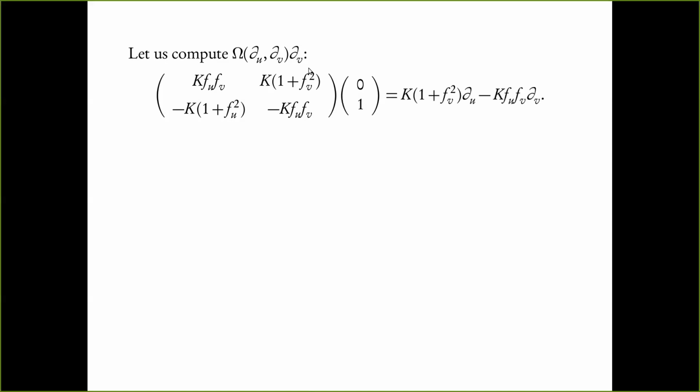So let's do that. So what do we get? We get the Gaussian curvature, fu, fv, and all the other entries acting on (0, 1). What do we get? Well, we simply get this and this. But then if I rewrite them in terms of the basis of the tangent space, what I get is (k1 + fv squared) del u, that's the first coordinate, minus k fu fv del v, that's the second coordinate, correct? Okay.